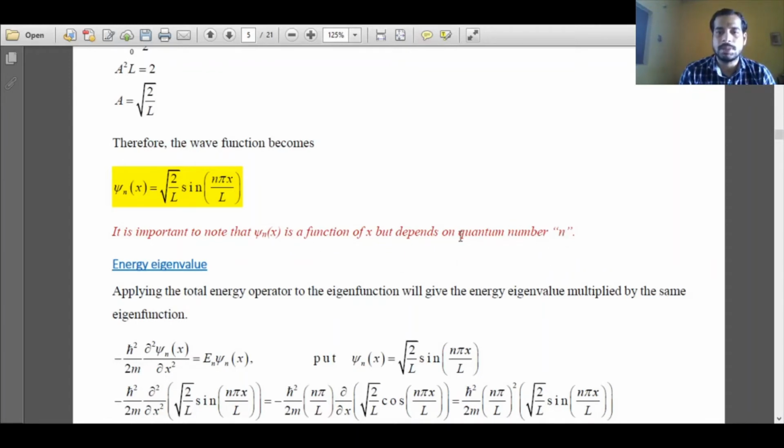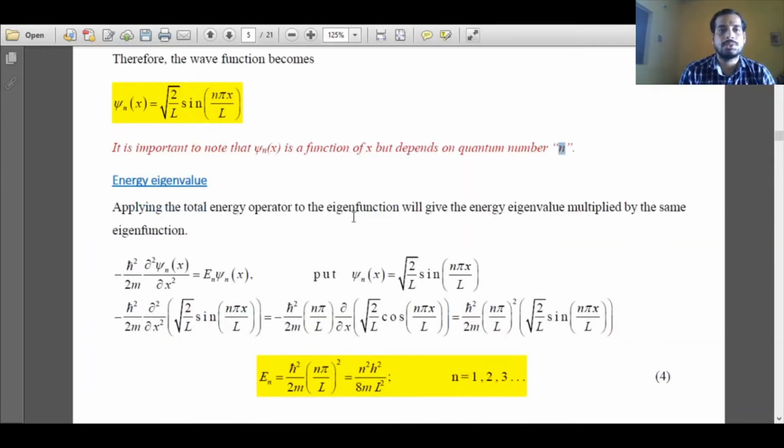This quantum number is a new concept that we have obtained by imposing the boundary condition on the time independent Schrodinger equation for the particle within the box. Only when we impose the boundary condition do we get this integer n, and that integer is called a quantum number. So upon imposing those boundary conditions on the time independent Schrodinger wave equation, we are able to get this quantum number.